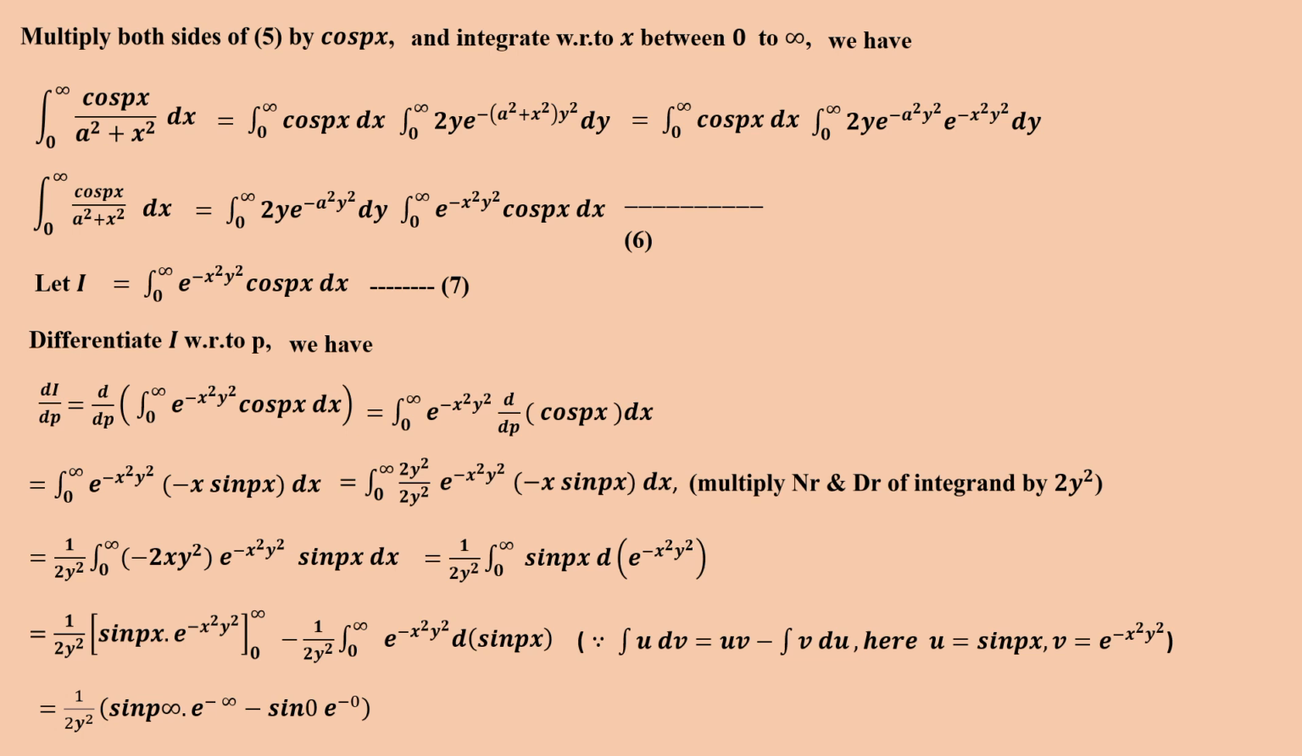So this is equal to 1 by 2y square. Applying the upper limit, e power minus infinity is 0, so that term is 0, and sin 0 is 0, applying the lower limit 0, so the whole term becomes 0. Minus 1 by 2y square, the integral from 0 to infinity of e power minus x square y square times the derivative of sin px, which is p cos px. Here the derivative is with respect to x, so that is why the derivative of px gives p. So p cos px dx.